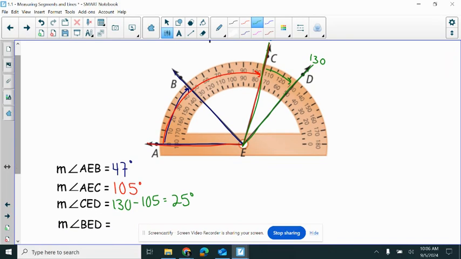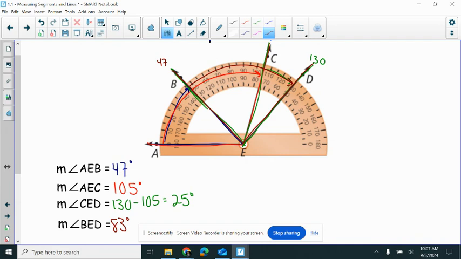All right, and then the last one, angle BED. Again, it doesn't start at 0, so you have to figure out how far it is from that line to that line. If I use the outer numbers, it goes from 47 to 130. If you subtract those, 130 minus 47, you get 83 degrees.